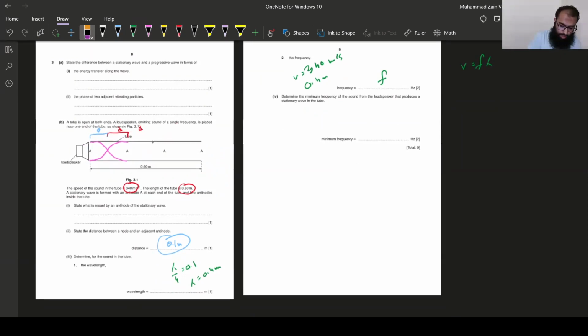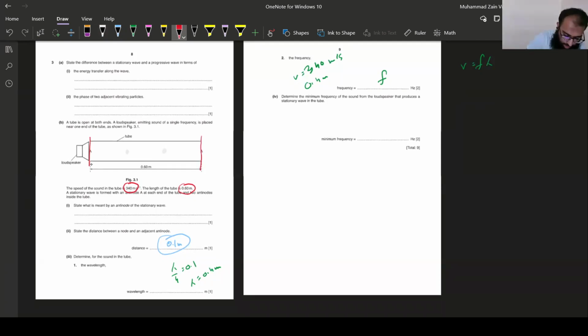And in the next part, what they're asking me is: what's the minimum frequency of the sound from the loudspeaker that produces the stationary wave in the tube? Now, obviously, a minimum frequency would mean the maximum wavelength. So what's the maximum wavelength of a stationary wave that could be inside this tube? And now, obviously, this information, this antinode, becomes irrelevant because they've changed the whole scenario. But what remains the same is the points on the ends.